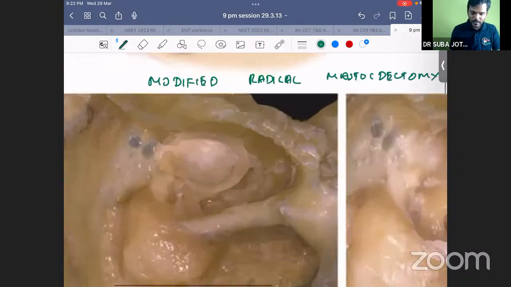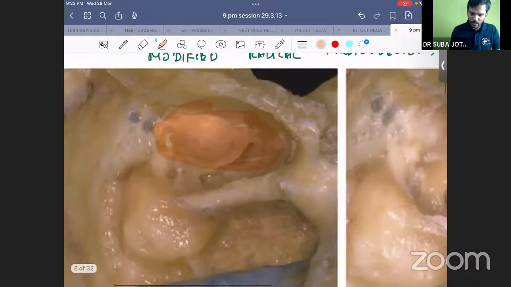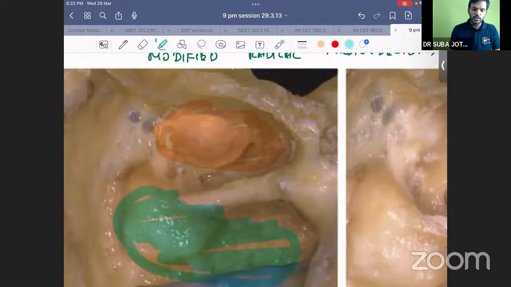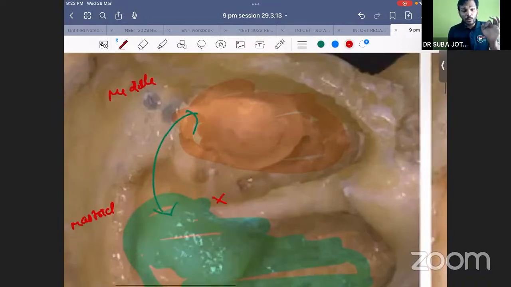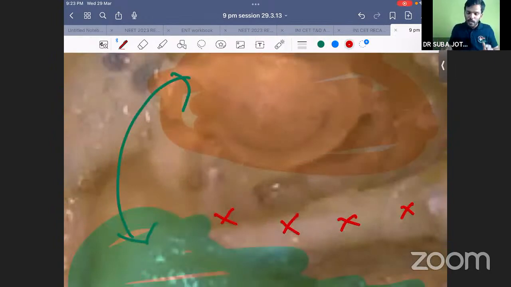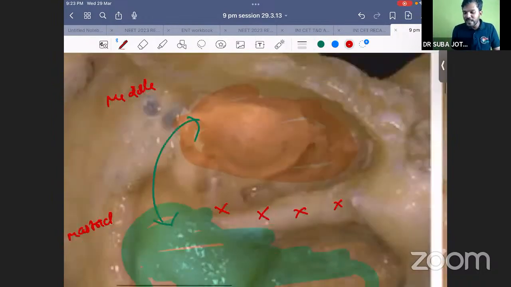This is nothing but the middle ear. This is nothing but the mastoid cavity. So we are joining these two cavities into a common cavity. The middle ear cavity and mastoid cavity are made into a common cavity by demolishing the posterior canal wall till the facial nerve, because the facial nerve runs parallel to the posterior canal wall. So we are not sacrificing the facial nerve, we are removing the posterior canal wall till the facial nerve.